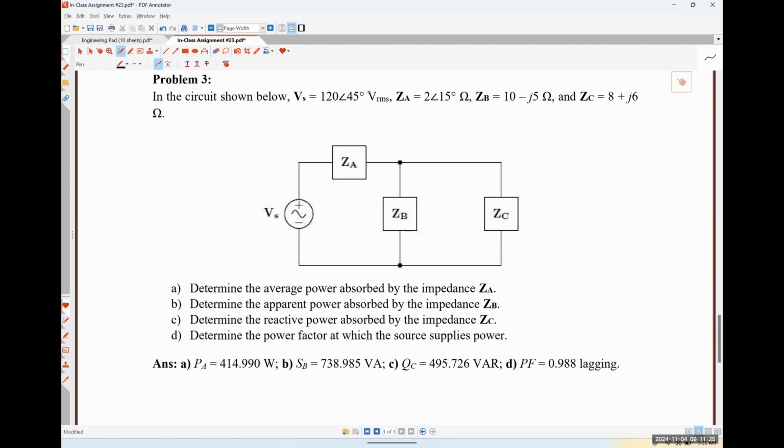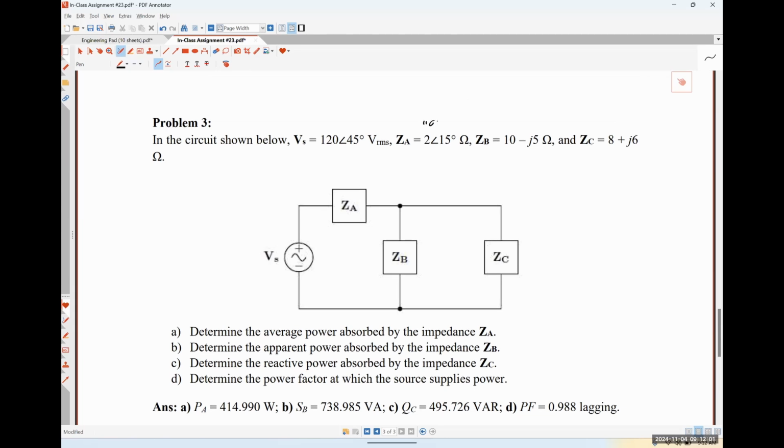So the first thing that I'm going to do whenever I have anything like this is use my calculator's memory to my advantage. I am literally going to go in and put 2 angle 15 and store that as variable A, 10 minus 5i and store that as variable B, and 8 plus 6i and store that as variable C, just so that I can be lazy. So I'm just going to make a note here. This is A, this is B, and this is C.